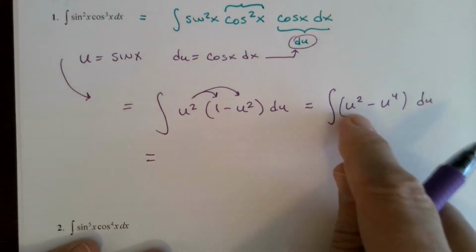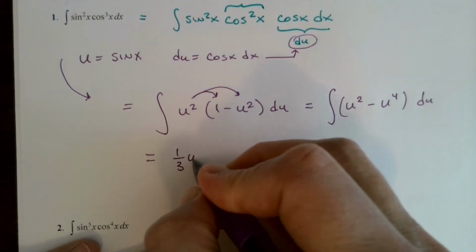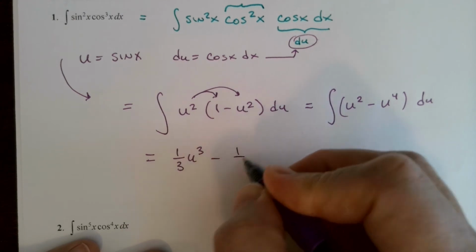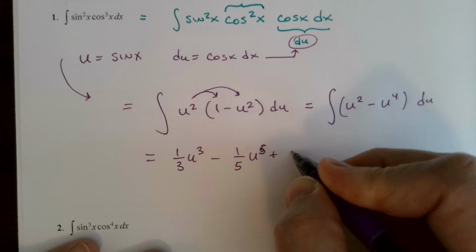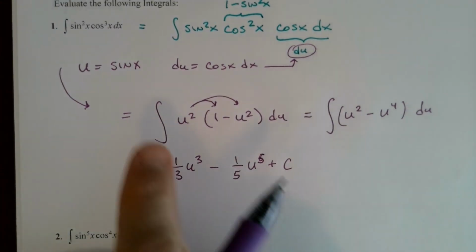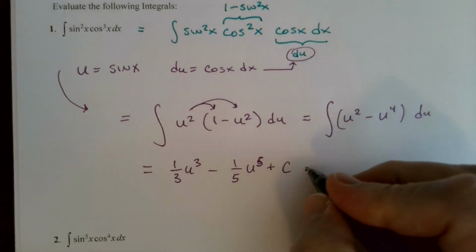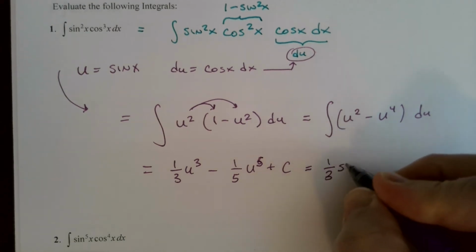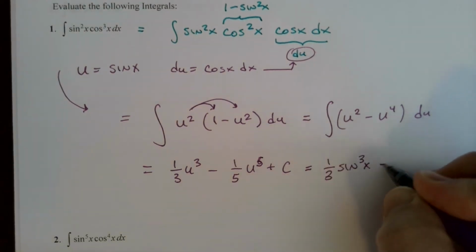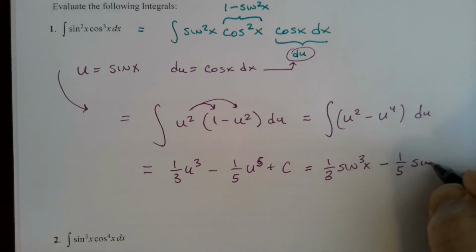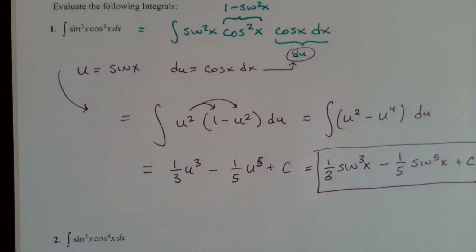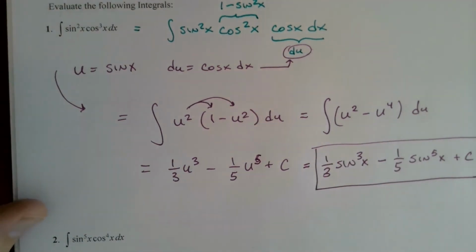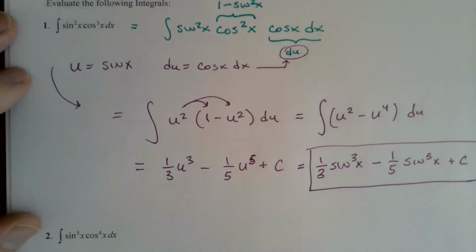And now that's easy. The antiderivative of u squared is 1/3 u cubed, minus 1/5 u to the 5th, plus c. And lastly, we go back to the original variable. Sine of x is u, so I get 1/3 sine cubed x minus 1/5 sine to the 5th x. Not bad. Not bad at all.